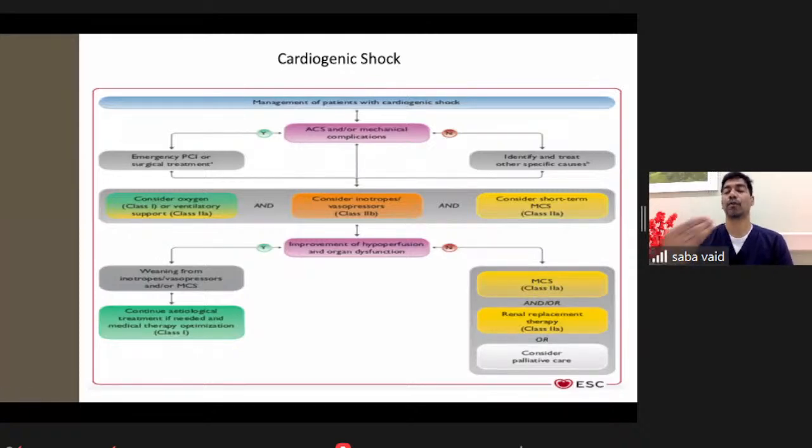But if there is no improvement, then obviously you will have to go to the mechanical side. You will have to think about a long-term mechanical cardiovascular support. So technically here we are talking about either an intra-aortic balloon pump or an ECMO or a VAD, ventricular assist device, depending on the left VAD, LVAD, or right, RVAD, if it's the right side. And then you may also have to think about the renal replacement therapy, where you can potentially remove fluids, optimize the preload, and see if the heart gets better with that. That's for cardiogenic shock.